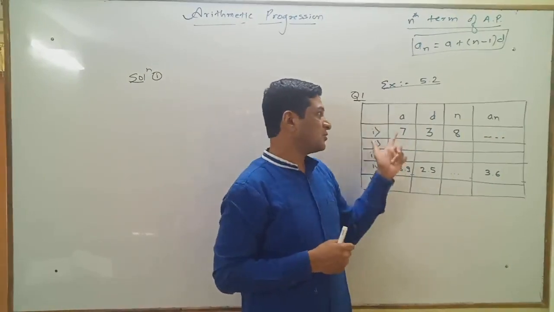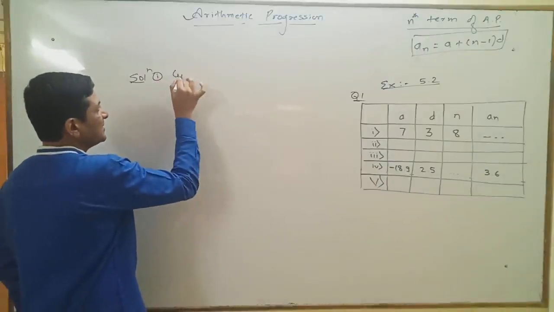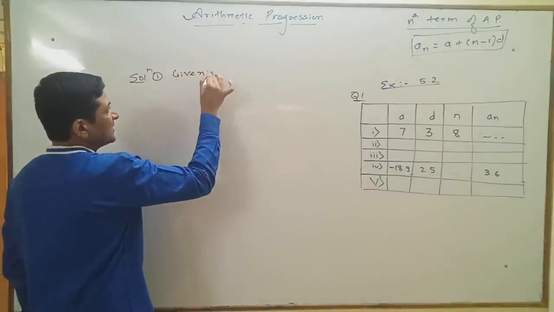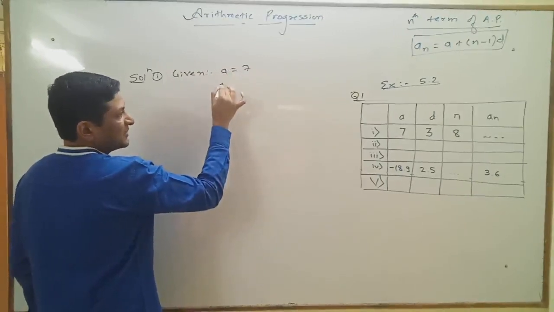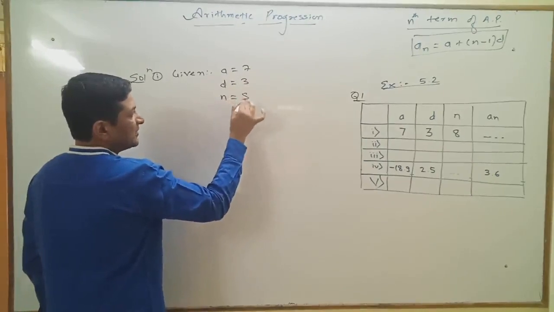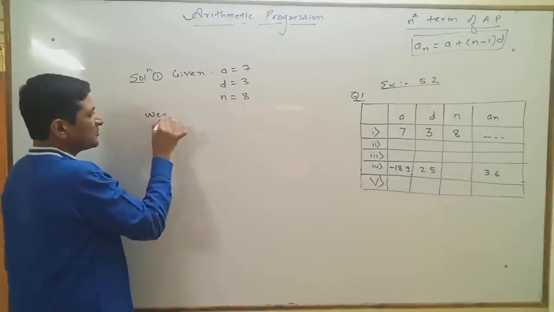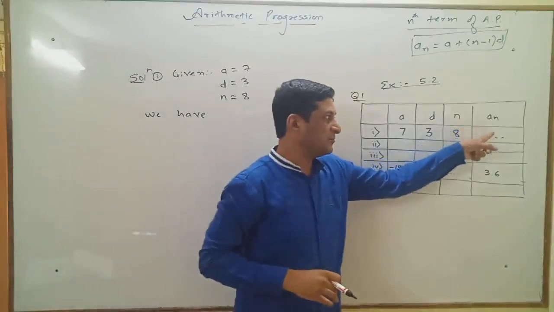So let us try to solve the first example. In the first example, first we write the given condition. What is the given condition? The value of a is equal to 7. The value of d is equal to 3. The value of n is equal to 8. We have one formula to find the nth term. The question is also to find what? an. an we have to find out.